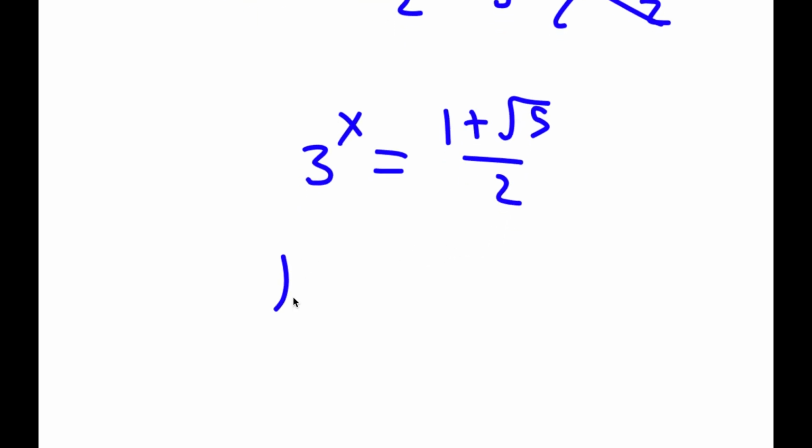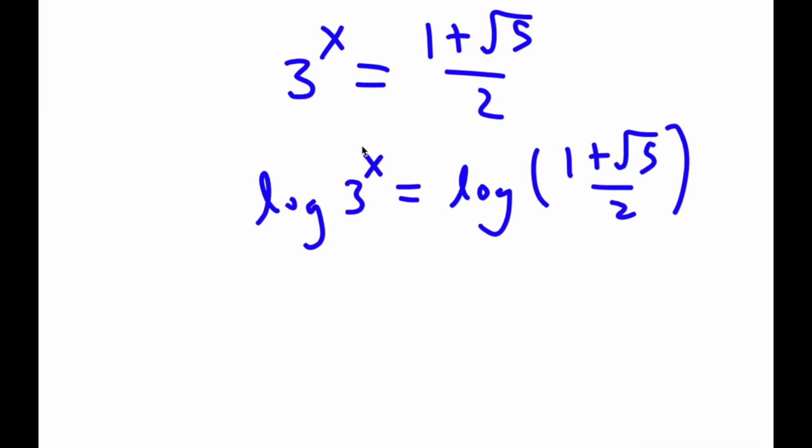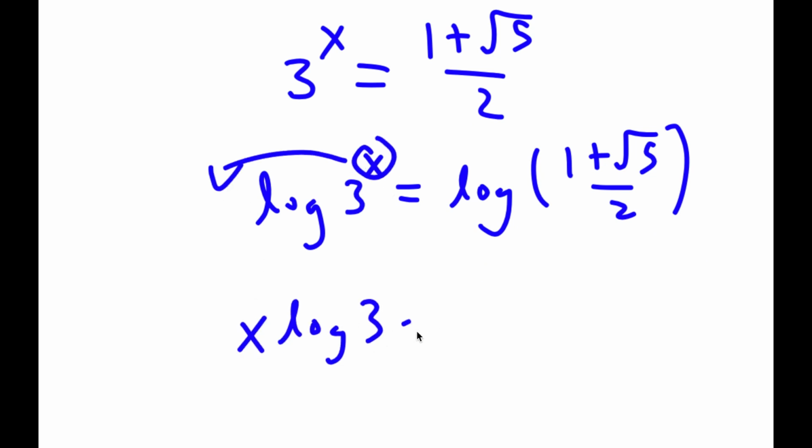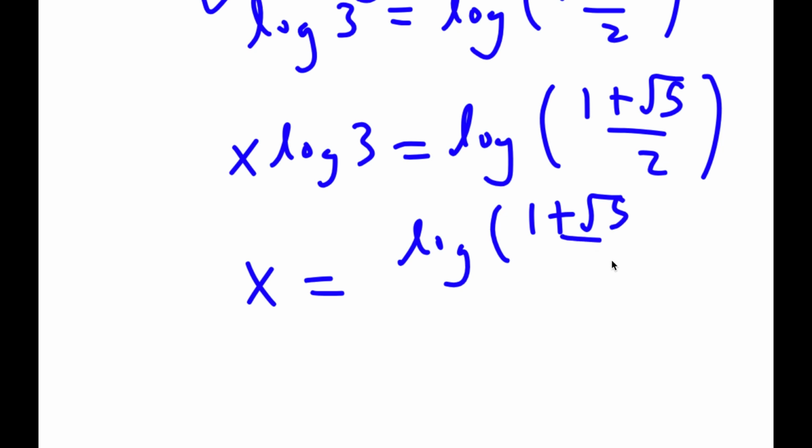So to solve this, I'm going to take the log on both sides, so I have log of 3 to the power of x is equal to log of (1 plus the square root of 5) over 2. Now I can move the x to the front, so now I have x times log 3 is equal to log of (1 plus the square root of 5) over 2. And if I divide both sides by log 3, I get x is equal to log of ((1 plus the square root of 5) over 2) over log 3.